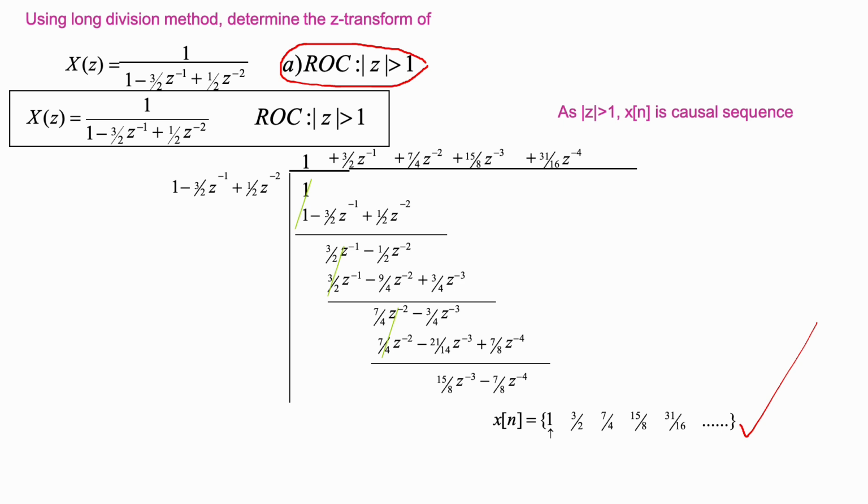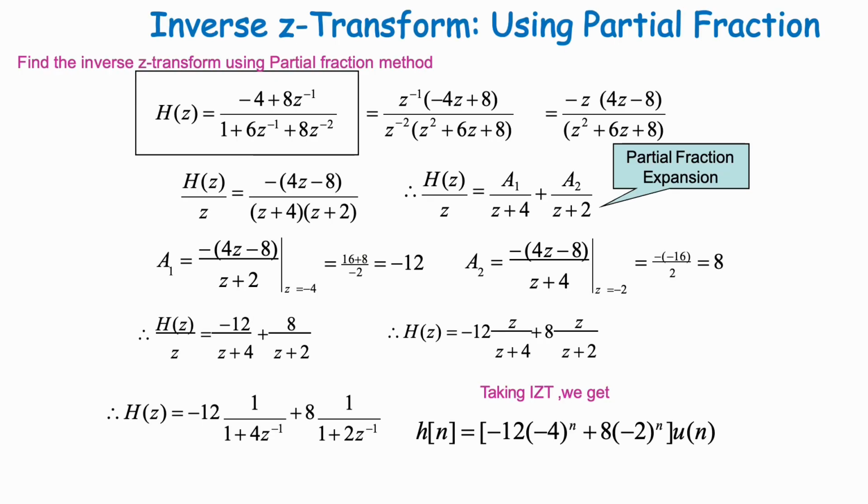For anti-causal sequence, the numerator and the denominator you write from the highest power to the lowest power. Similarly for the denominator, perform the long division. Then you will get the quotient. From the quotient you write down the constant values. So this is the procedure to perform the long division method.